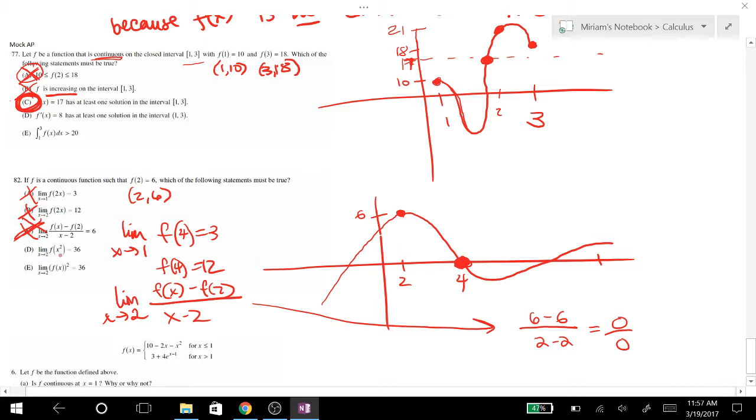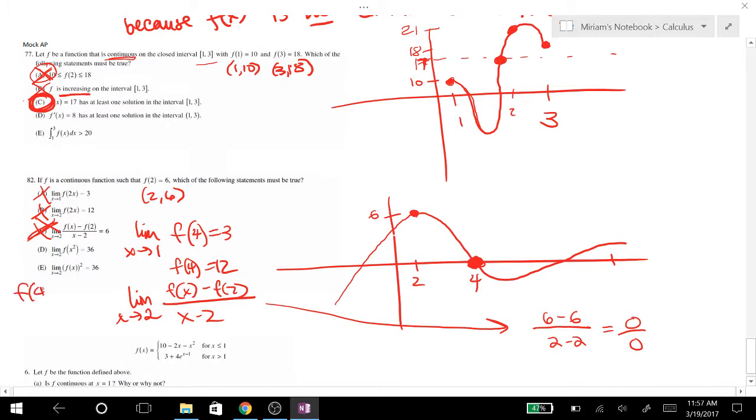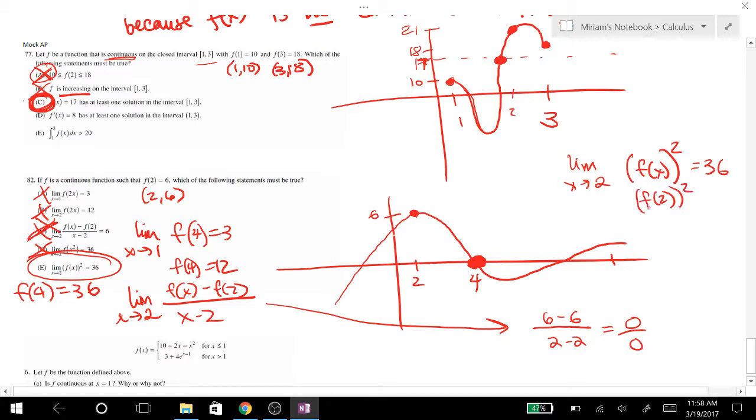Next one, f of x squared. So that means f of 4 equals 36. Is that true? Let's go to 4. No, y value doesn't have to be 36. So obviously we're left with one choice, E, but we can even check that. It says limit as x approaches 2 of f of x squared equals 36. Well, let's check. f of 2 we know is 6, squared, and 6 squared is 36. Okay? So that one's true.